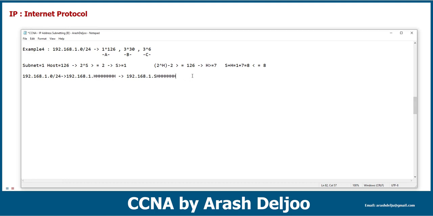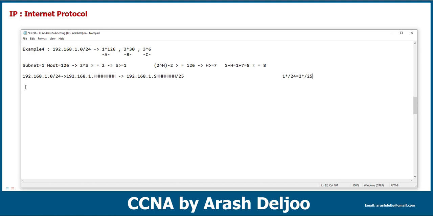Because of that, in this scenario we are using /25. Why? Because now we have 25 network and subnet bits. Look at here, this is so easy. We converted one /24 network to two /25 networks, 2 smaller networks.